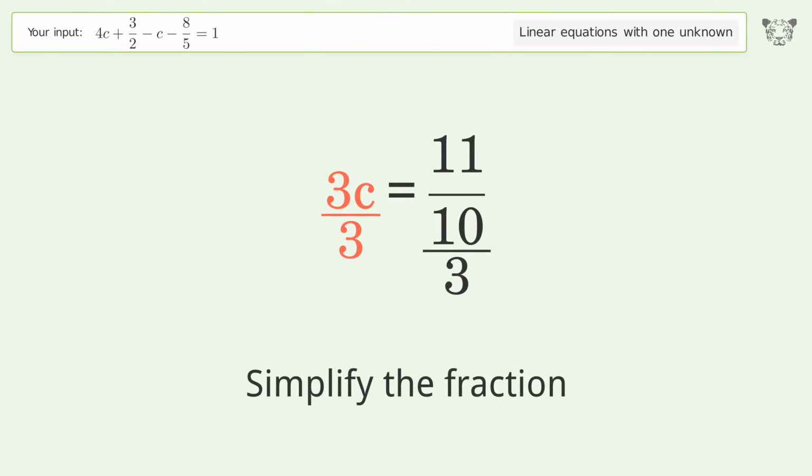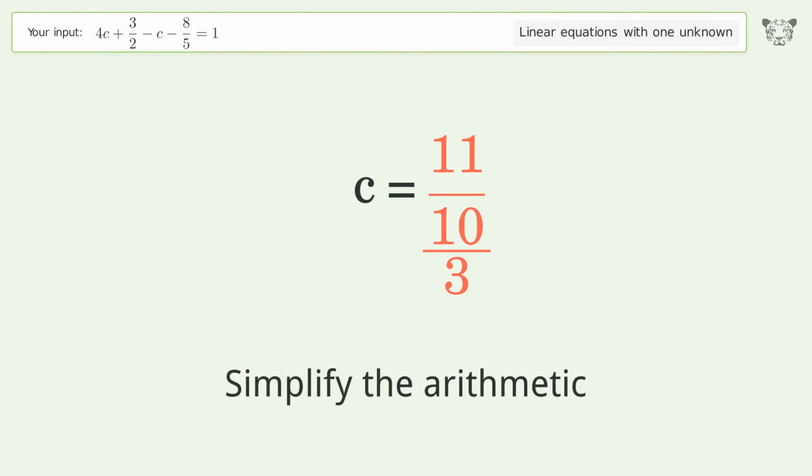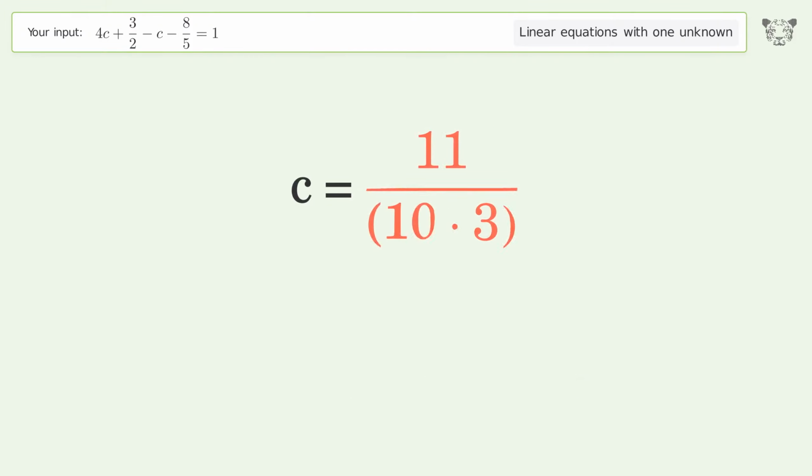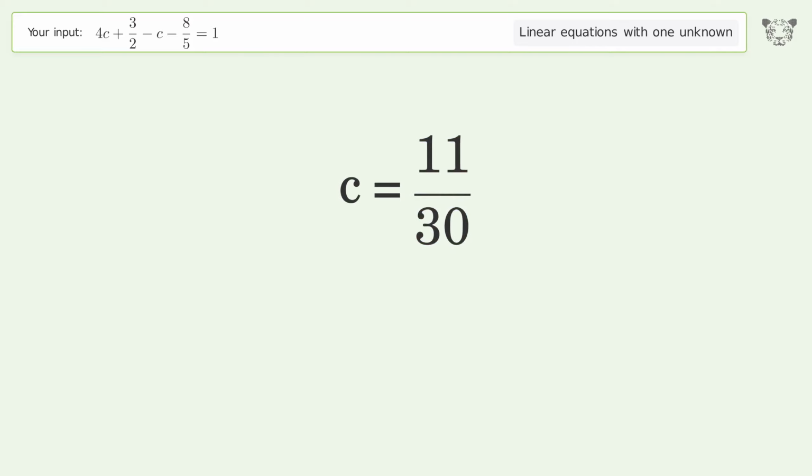Simplify the fraction. Simplify the arithmetic. And so the final result is c equals 11/30.